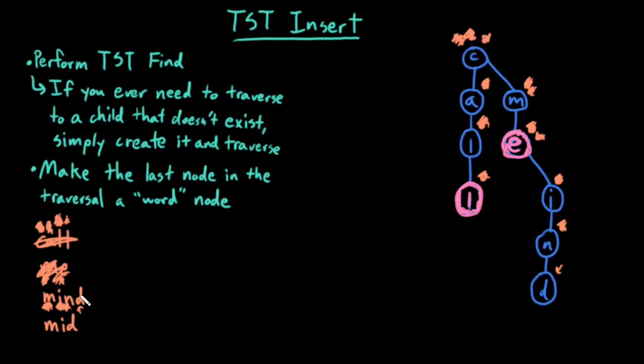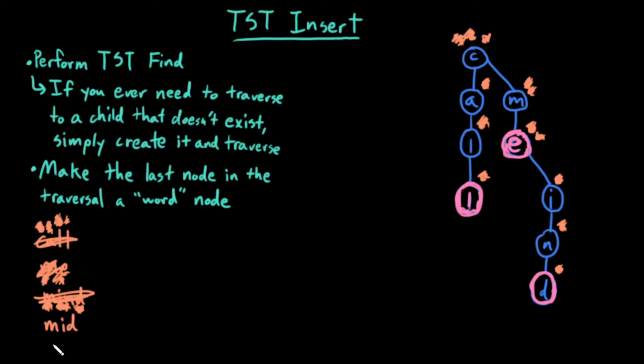My current letter D equals my current node that's letter D. It's the last letter in my word. Therefore, I'm done with that. Now make the last node that I ended at become a word node. Okay. Now mind is done as well.